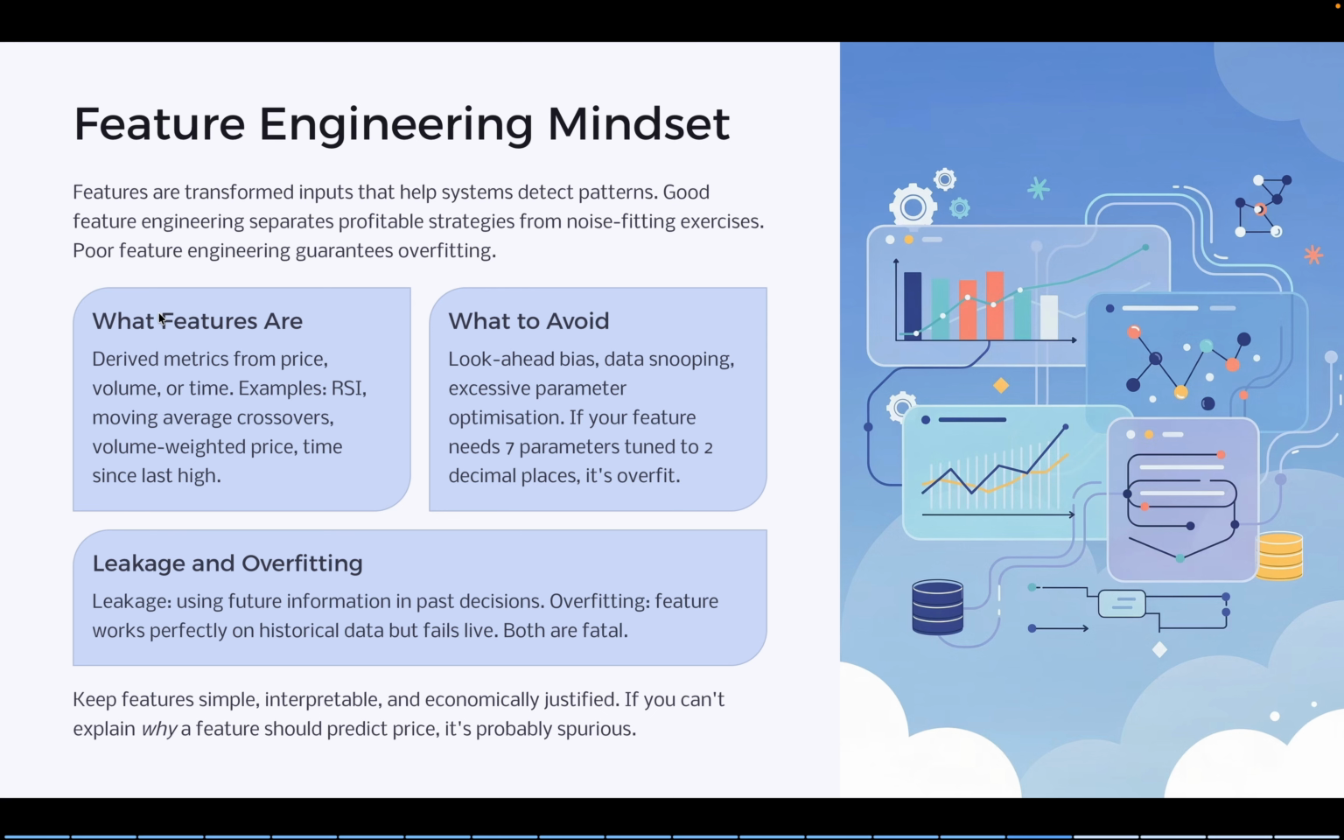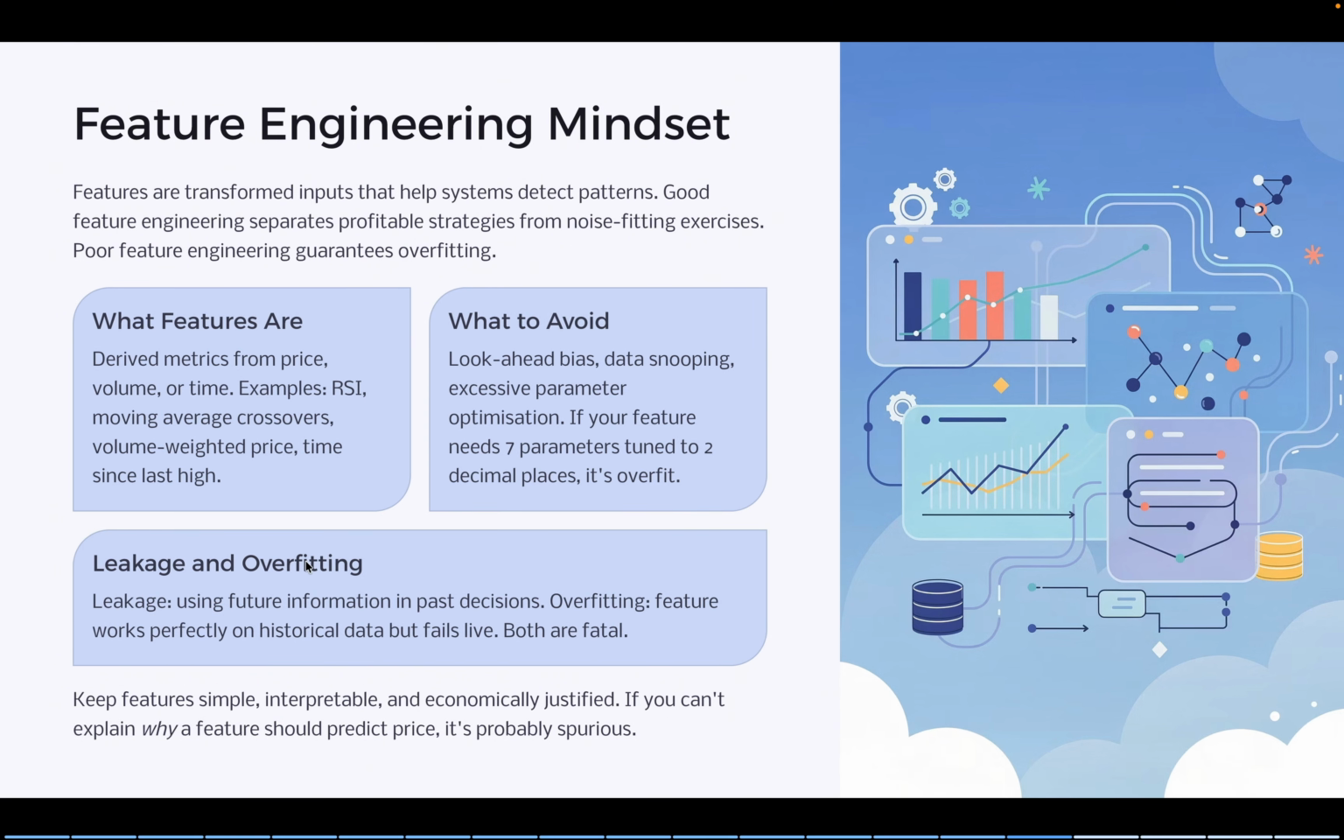So, what basically are features? Features are basically derived metrics from price, volume, or time. Examples would be RSI, moving average crossovers, volume weighted price, time since last high, right? What to avoid is basically look ahead bias, data snooping, excessive parameter optimization. If your feature needs 7 parameters tuned to decimal places, then most probably it's an overfit. It's just telling you a lie that you're profitable in your backtest.